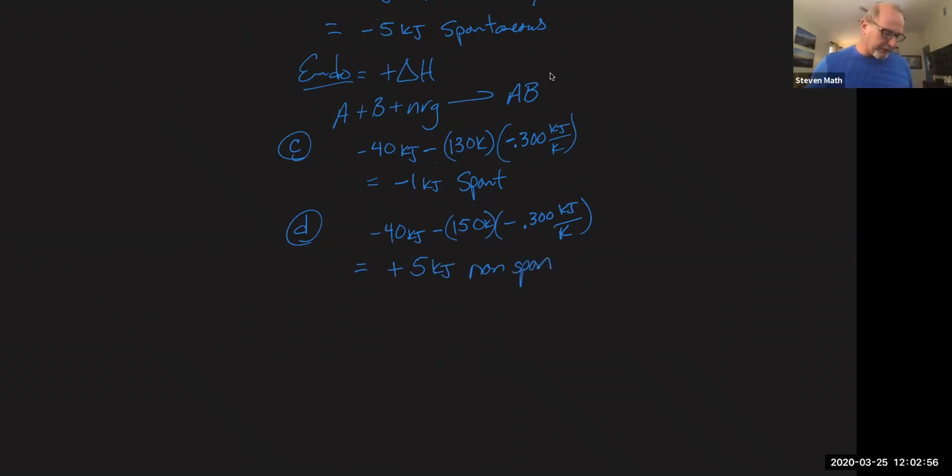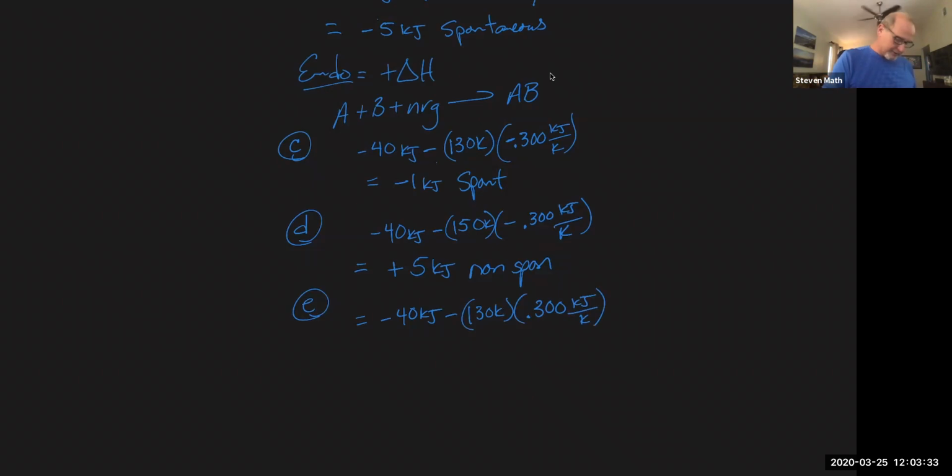Well, we increased the temperature. Yeah, but in this case, remember, we had negative entropy, negative 300. Now let's see what happens when we flip the entropy. This is our last scenario where we're going to keep it exothermic, negative 40 kilojoules, minus, let's go with the lower temperature, 130 Kelvin, and let's make it positive 0.3, 300 joules per Kelvin.